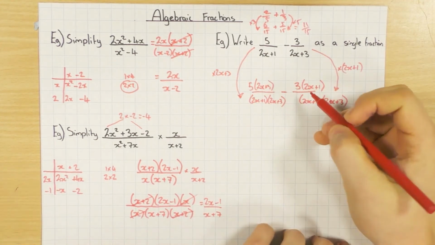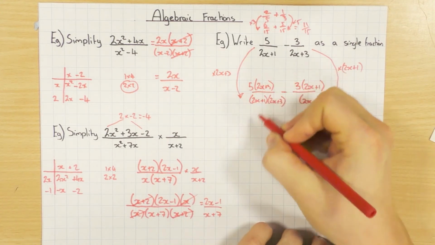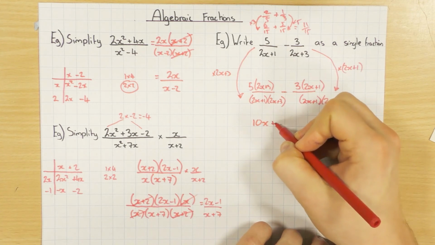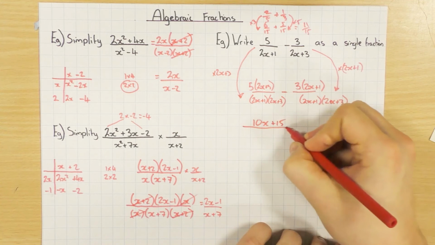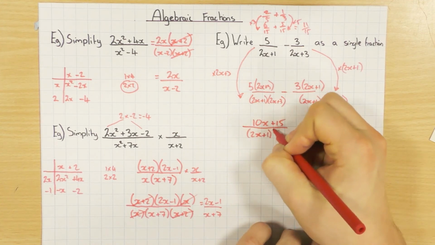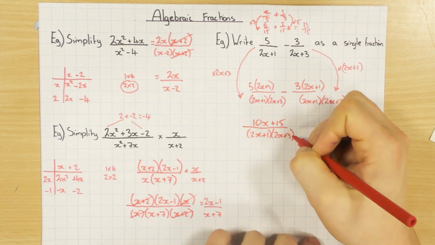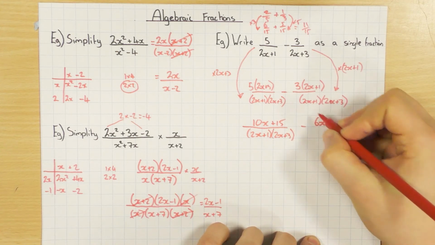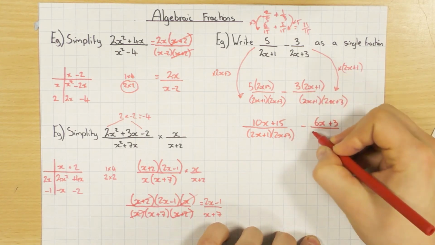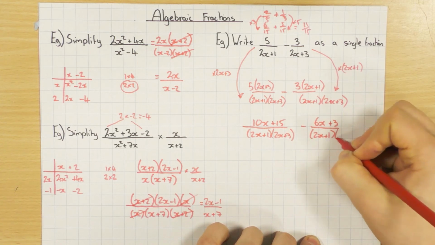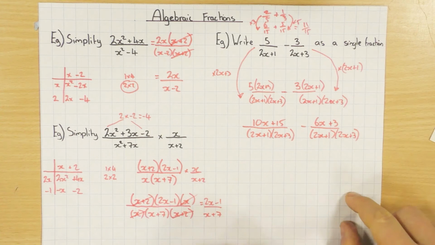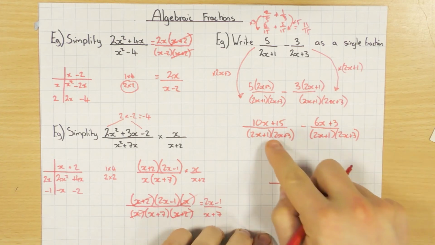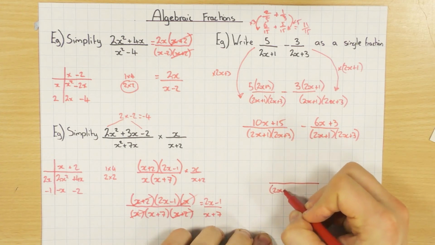But before I do that, I'm just going to expand them because it's going to make things a bit easier. So 5 times 2x is 10x. 5 times plus 3 would be 15. And then obviously that's still all over my 2x plus 1, 2x plus 3. And then I'm going to take away, and again I'm going to expand this bracket, so 3 times 2x is 6x, 3 times 1 is 3, and again it's still all over 2x plus 1, 2x plus 3, okay? And like I said, because the denominators are the same, I can now subtract the numerators. So I'm going to put my denominator in, so I know it's already going to be the same.